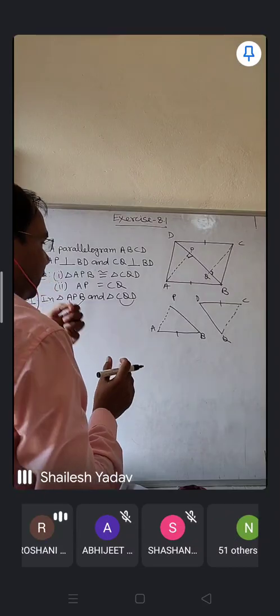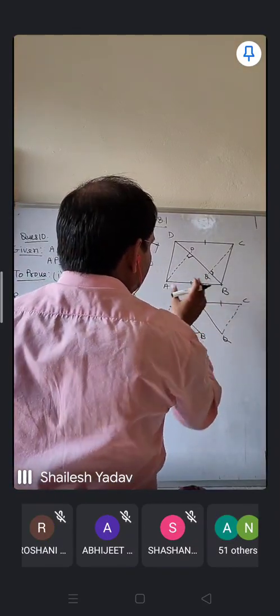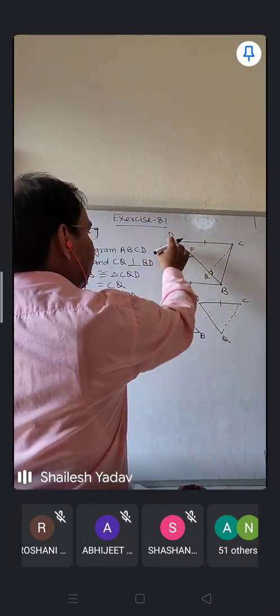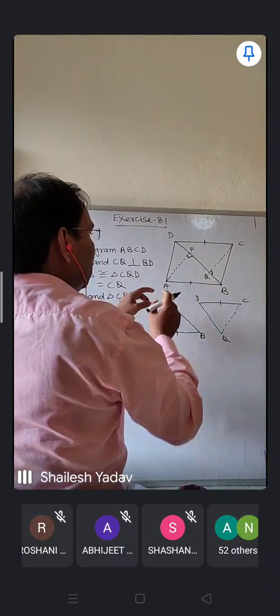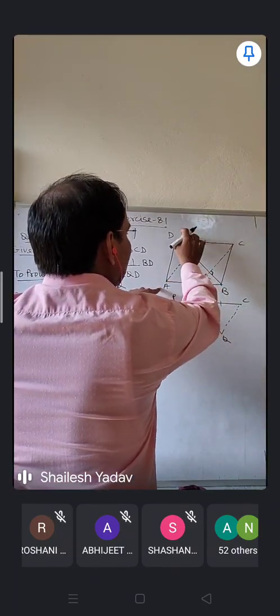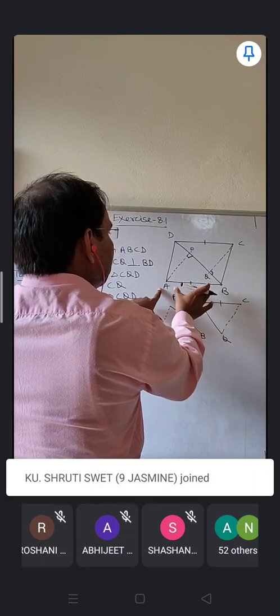Yes, opposite sides. That's good. Opposite sides of a parallelogram are equal. Whatever the main diagram is that is given in the book, you are going to find that in the question: ABCD is a parallelogram, given. So in the parallelogram, opposite sides will be equal.